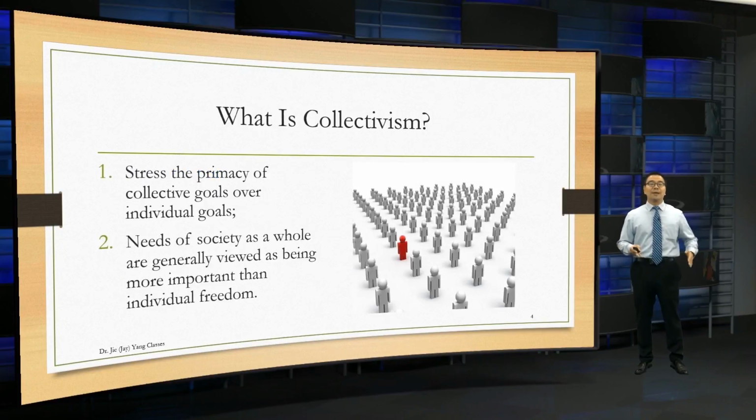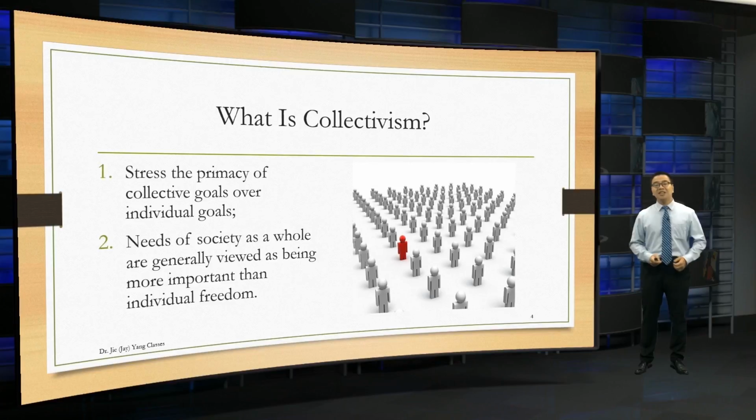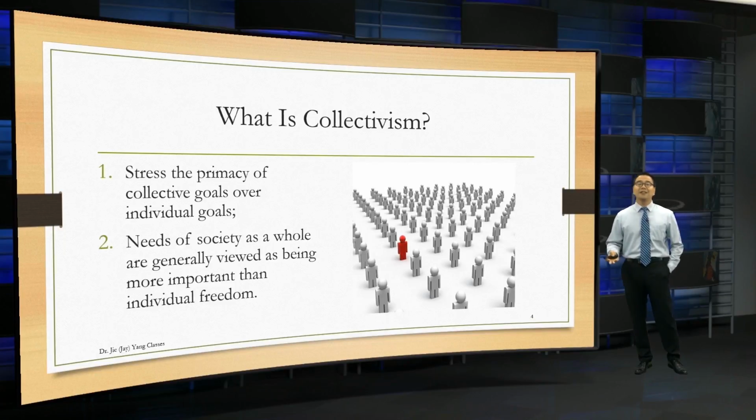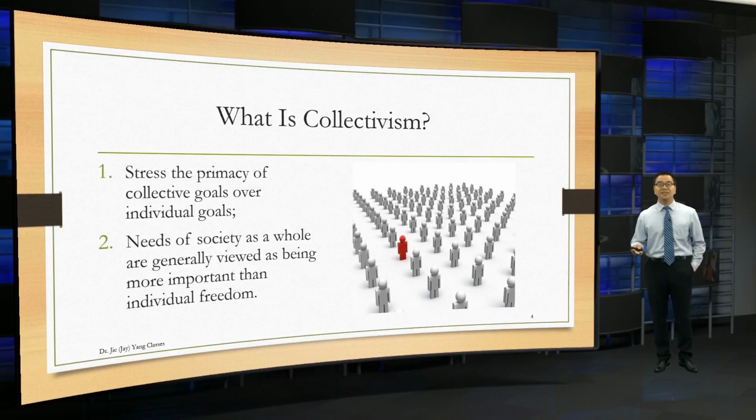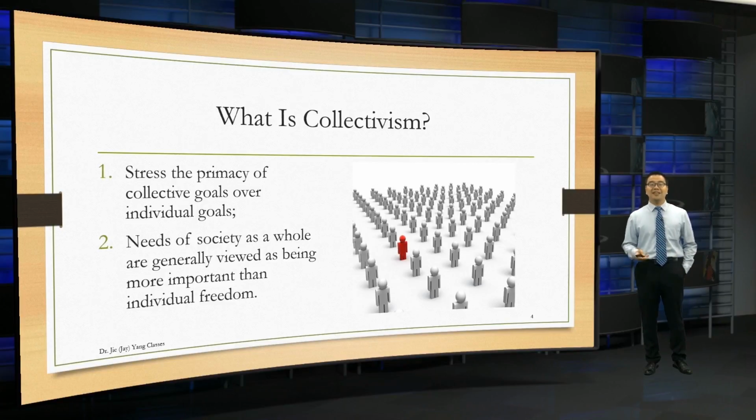Let's discuss these two dimensions in detail. As mentioned in the last slide, the first dimension is collectivism versus individualism. So what is collectivism? In general, collectivism stresses the primacy of collective goals over individual goals. Also, collectivism claims the needs of society as a whole are generally viewed as being more important than individual freedom. In other words, it aims to benefit society as a whole rather than individuals.